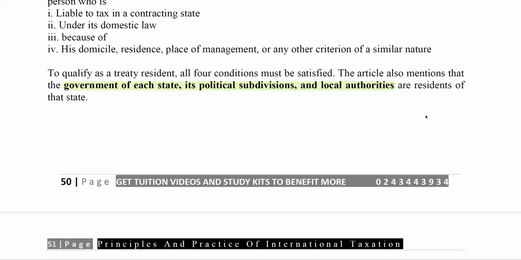So the statement says to qualify as a treaty resident, all four conditions. But I meant the example that I gave with the Department of Works and Housing having an issue with another state. Are we going to say it's their resident? If yes, what are you supporting it with? That is where you say, in accordance with Article 4, the government of each state, its political subdivisions and local authorities are all considered residents of that state. This is what I was looking for.